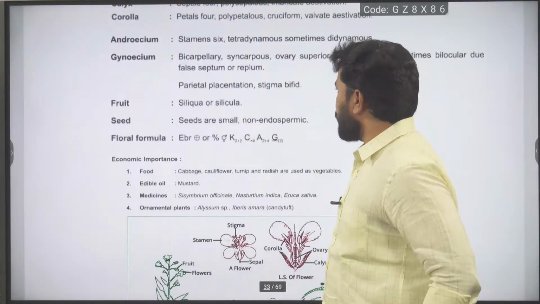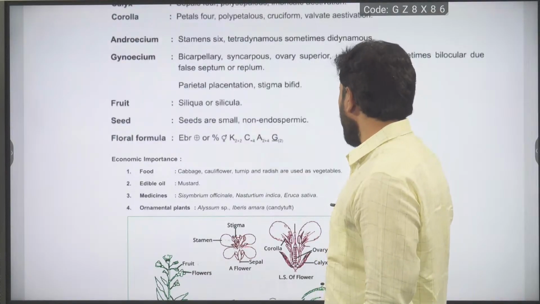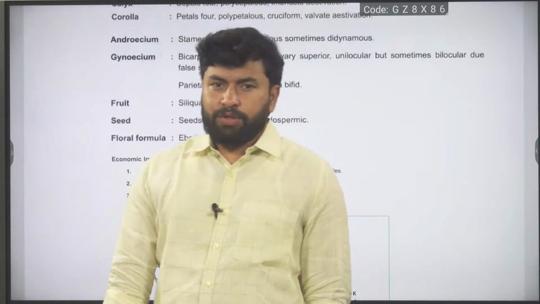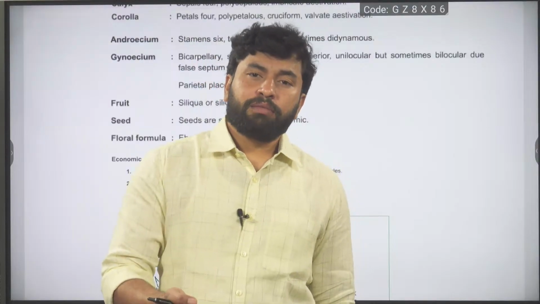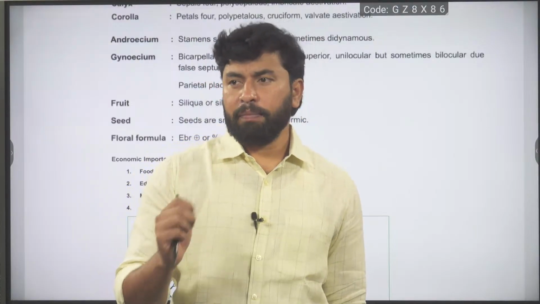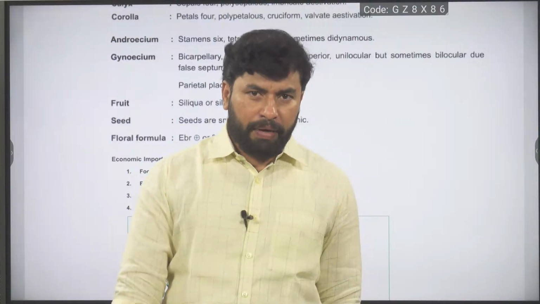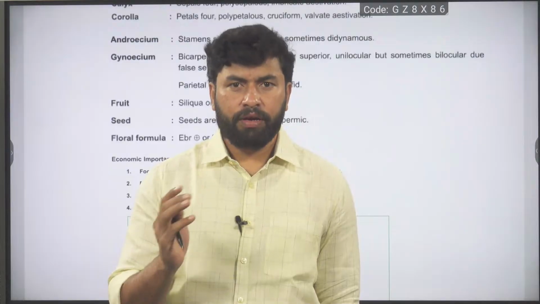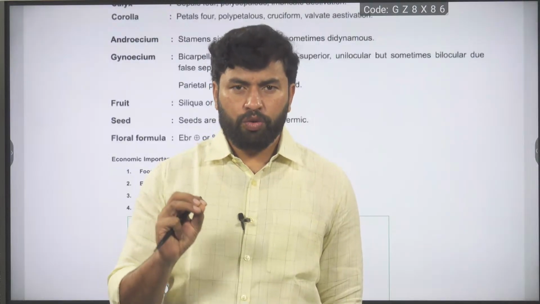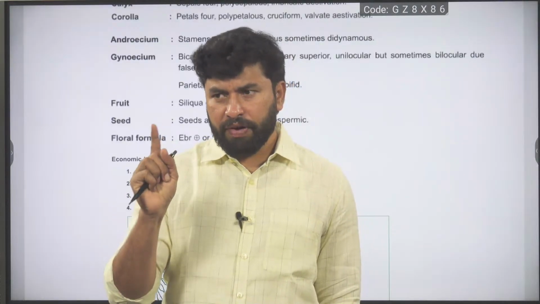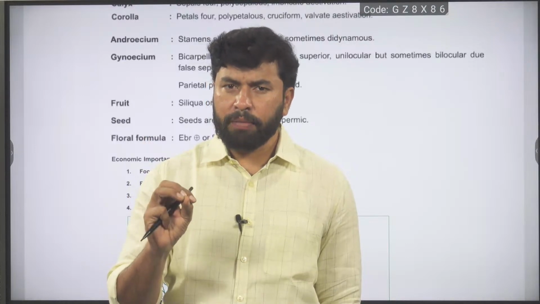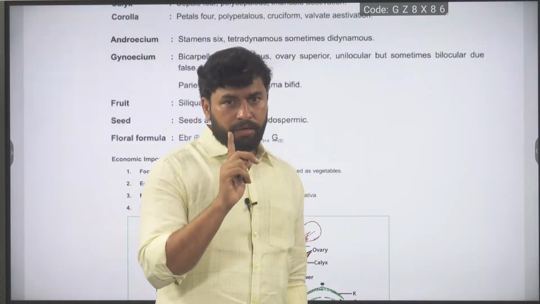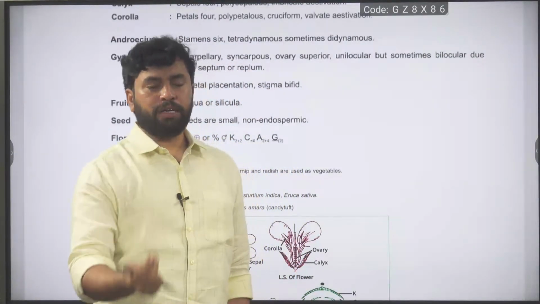Gynoecium: bicarpellary, syncarpous, ovary superior. Unilocular, underline that word. When it comes to Brassicaceae members, generally they have parietal placentation. In parietal placentation, in the beginning they don't have a septum in the ovary. That's why the ovary appears monolocular or unilocular. Later, due to the formation of a false septum, the so-called replum, they appear to have 2 chambers. But initially single chamber, later becoming 2 chambers.